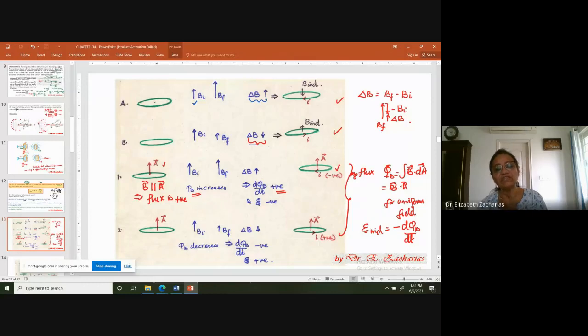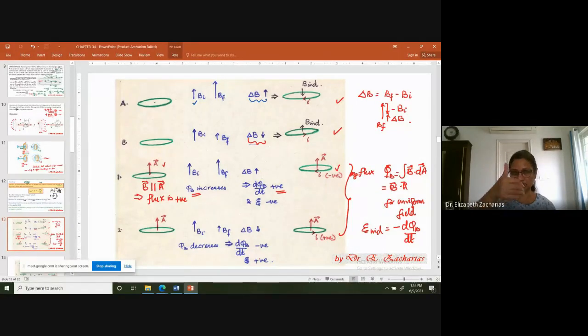Flux is decreasing means d phi by dt is negative. If d phi by dt is negative, then according to Lenz's law, EMF has to be positive. That's what Lenz's law said. So EMF has to be positive. EMF has to be positive means go with your area vector, curl your fingers like this. Whatever is the direction of the fingers, that is the direction of the induced current.